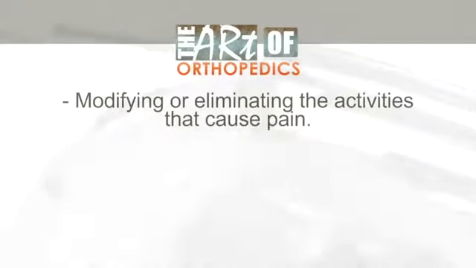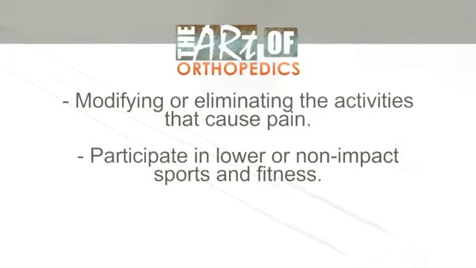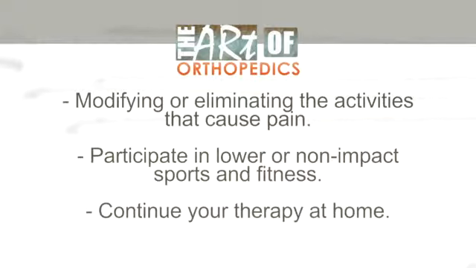Some of those changes include modifying or eliminating the activities that aggravate your pain. You should participate in lower or non-impact sports, such as biking, swimming, using the elliptical, but avoid heavy impact or pounding activities. Continue to perform the home exercises given to you by your therapist. Stretch those muscles surrounding your knee. Maintain that strength around your knee. Remember, you cannot completely stop the arthritic process in your knee, but you can slow the process by modifying your activities and maintaining the motion and strength in your knee.